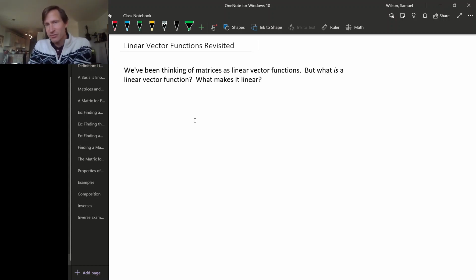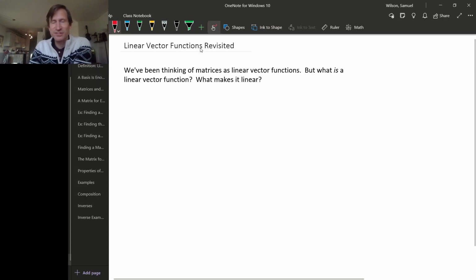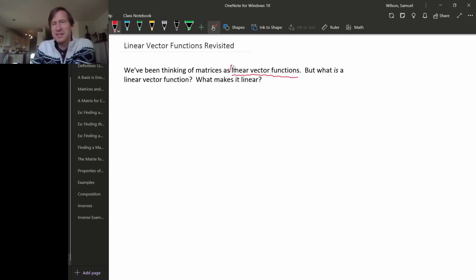We've been using matrices to represent linear vector functions, or to think about linear vector functions, but we never really defined exactly what we mean by linear vector function. In particular, what is it that makes a vector function linear? So, a vector function is some function from a Euclidean vector space Rn to Rm, but what is it exactly that makes one of these kinds of functions linear?